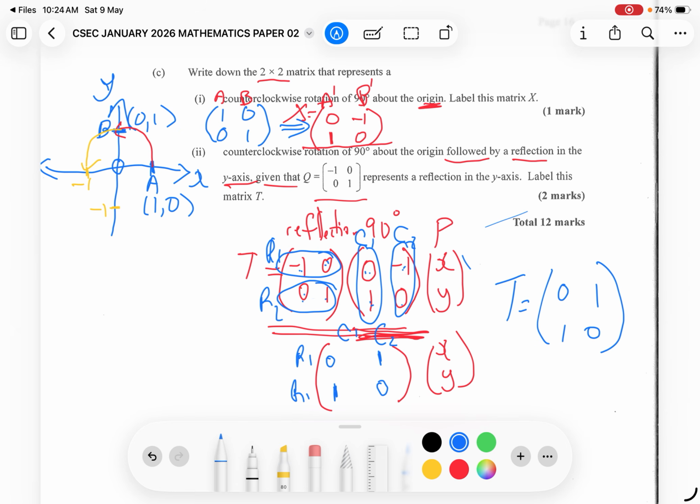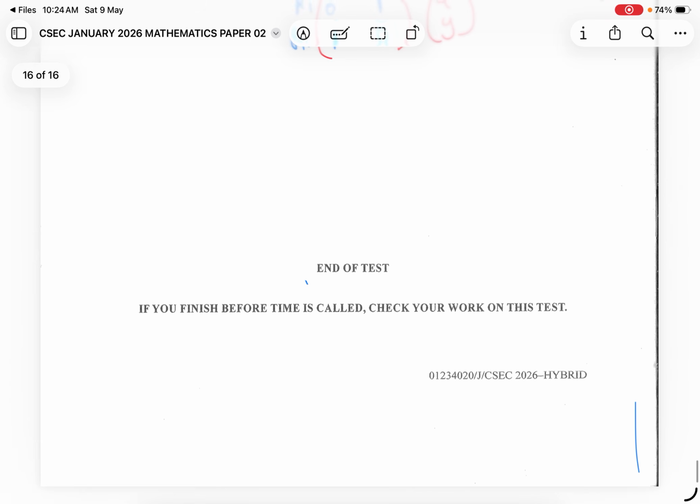Are we through? Yes, we are. We are at the end of our test.